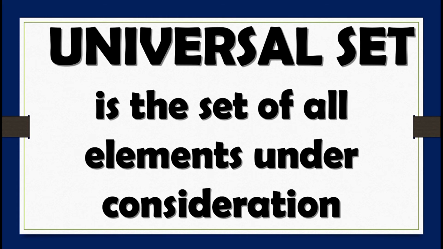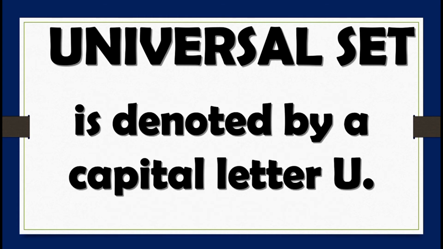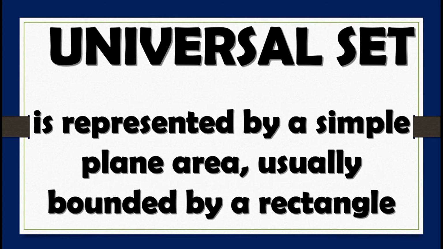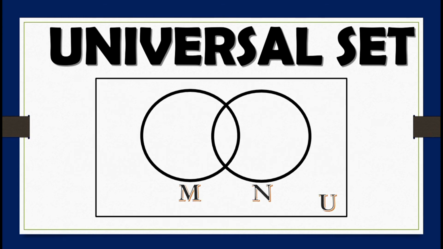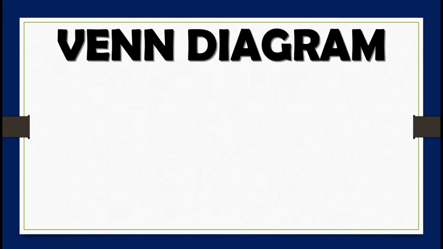With this, let us define some significant terms for today's discussion. Universal set. It is the set of all elements under consideration. It is denoted by a capital letter U, and of course, represented by a simple plane area usually bounded by a rectangle, and its subsets are represented by circles. And this is an illustration in terms of Venn diagram.